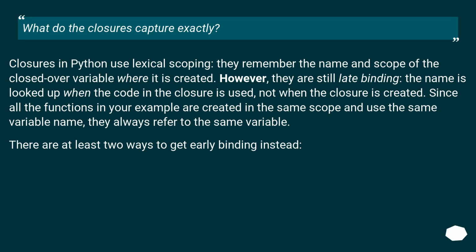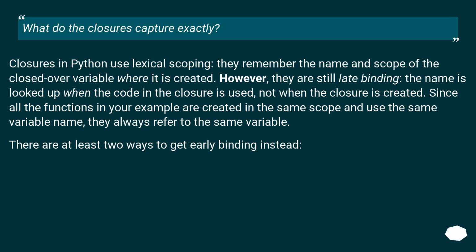What do the closures capture exactly? Closures in Python use lexical scoping. They remember the name and scope of the closed over variable where it is created. However, they are still late binding. The name is looked up when the code in the closure is used, not when the closure is created. Since all the functions in your example are created in the same scope, and use the same variable name, they always refer to the same variable.